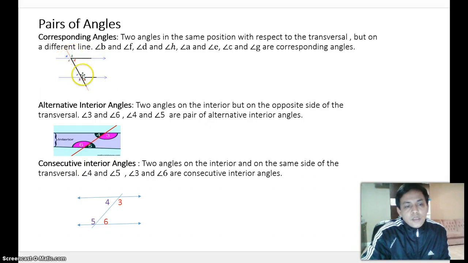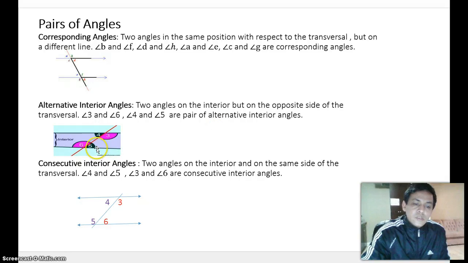Here we can see angle A and angle E, angle B and angle F, angle C and angle G, angle D and angle H are the corresponding angles. These are called corresponding angles. The second one is alternate interior angles: two angles on the interior but on opposite sides of the transversal. You can see that angles 3 and 6 are inside, between the two parallel lines, but on opposite sides. Angle 3 and angle 6, angle 4 and angle 5 are pairs of alternate interior angles.